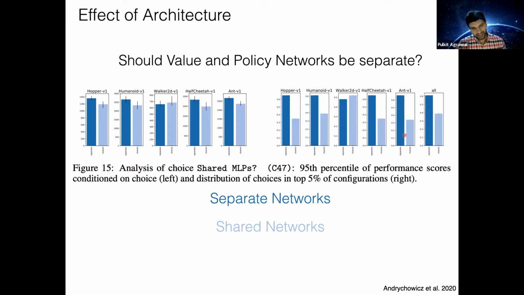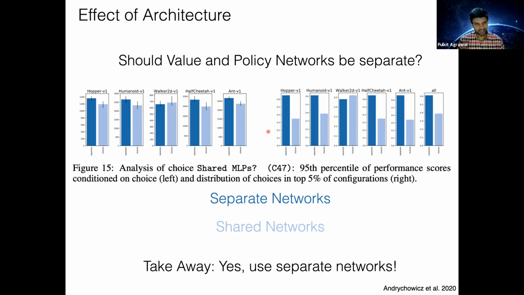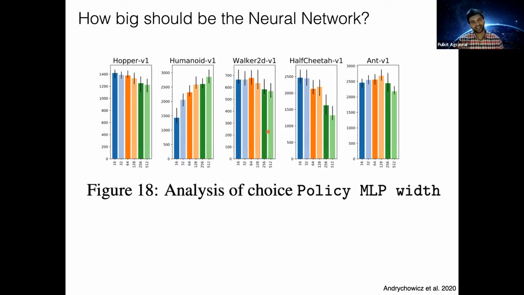On the right, I'm showing the same thing, but in a slightly different way. Instead of plotting performance, what we are plotting over here is, if I ran say 100 experiments and just pick the top 5 experiments, how many of those had separate networks and how many had shared networks? This is showing the fraction, among the top 5% performing hyperparameter settings, of the ratio of separate and shared networks. So it's just a different way of looking at the same thing. And so the concrete recommendation is that you should be using separate networks for the value function and the policy network.